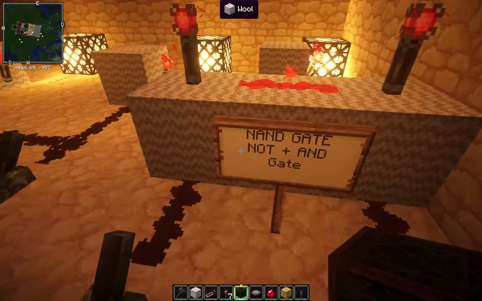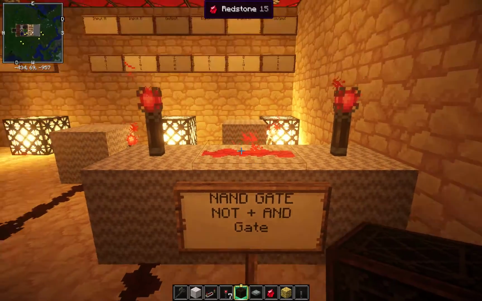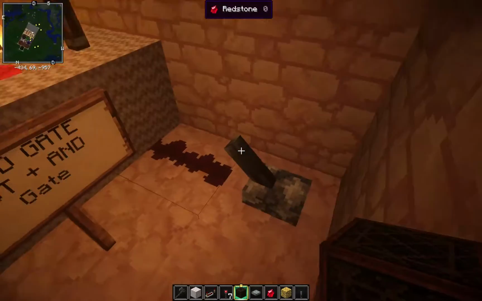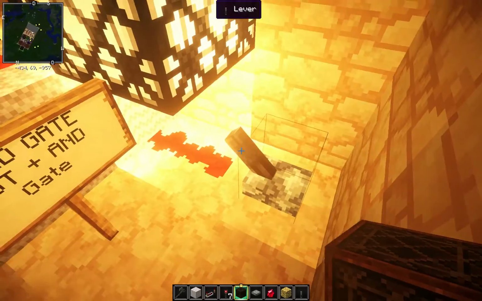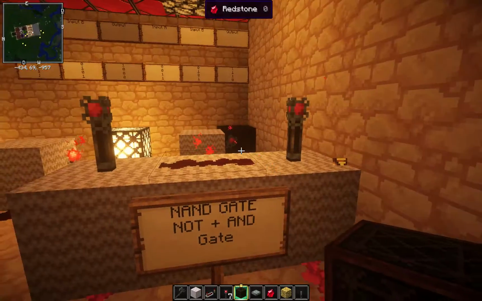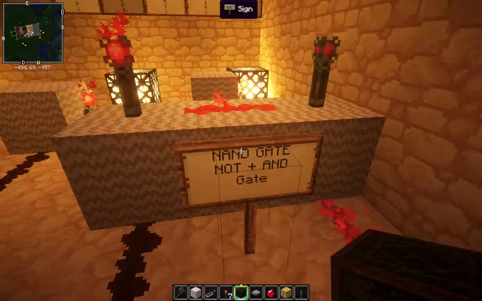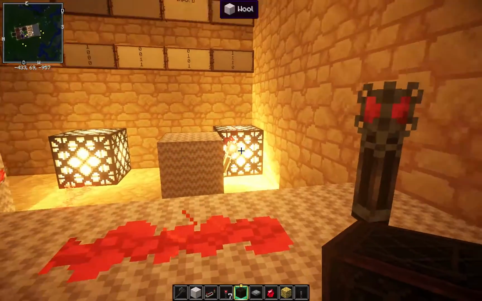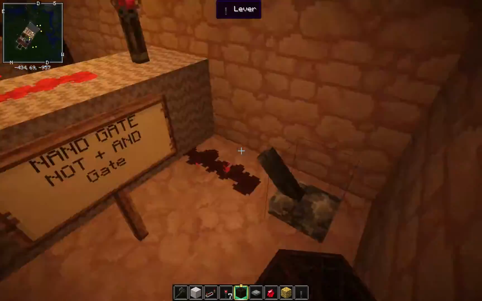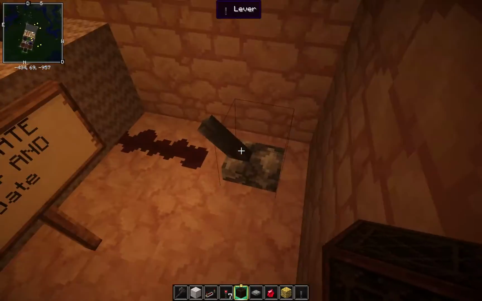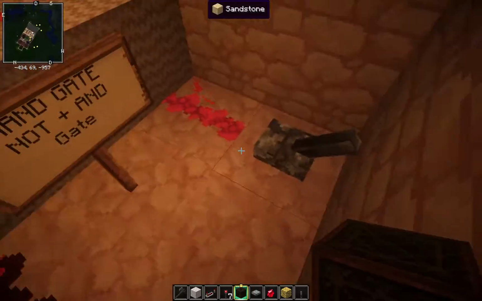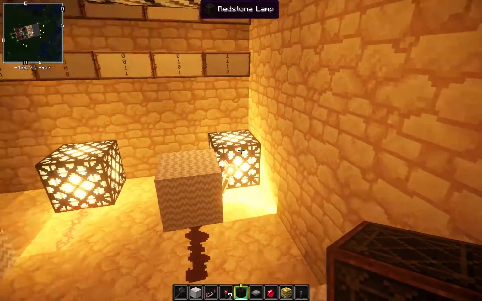Alright, and the same is very true for the NAND gate. We want both of these to be on so that our output turns off. And if one switch is not on, the output's on, regardless of which switch is not triggered. And if they're both off, the output's on.